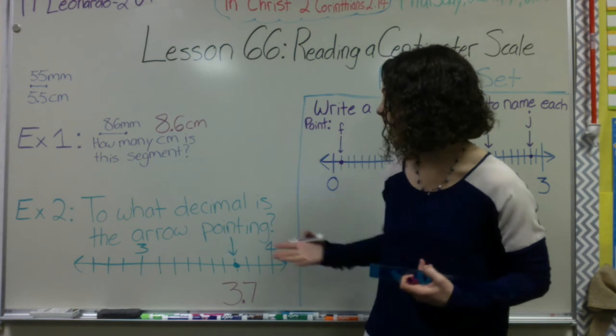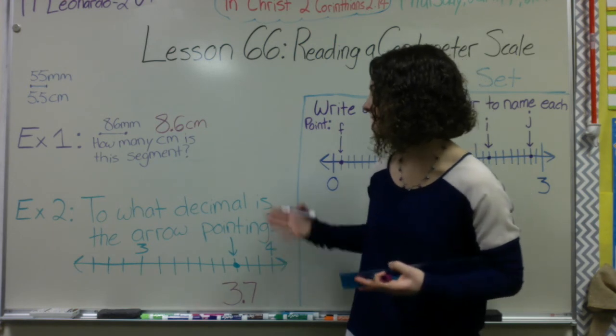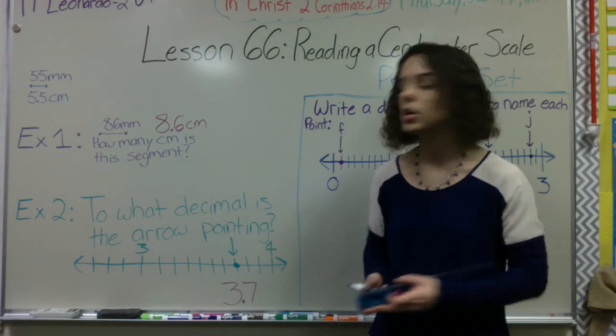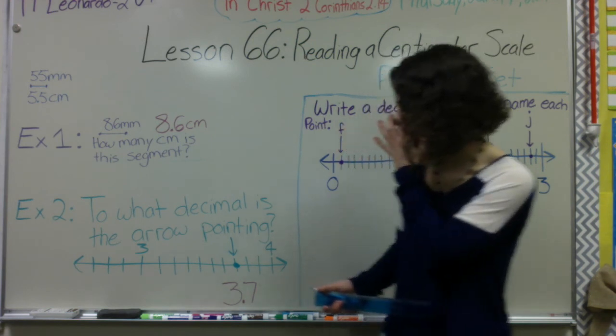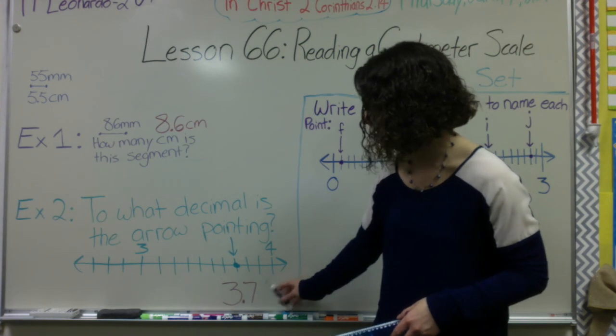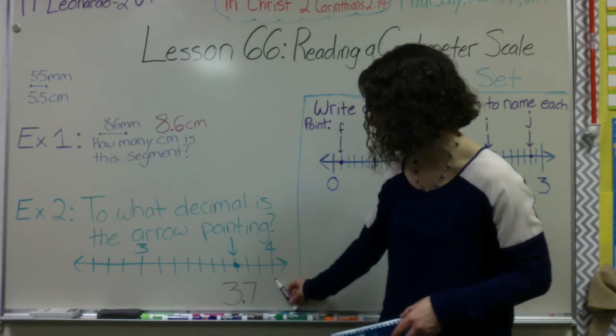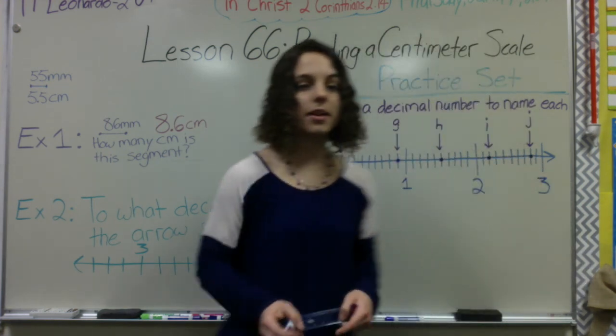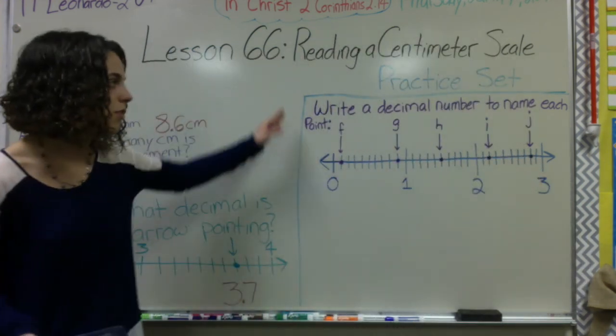Now, you can also write it as a mixed number, but it's looking for a decimal number. So what decimal point is it pointing to? It's pointing to 3 and 7/10. That means it is close to 4, and if I were to round it, it would be about 4, but it's exactly 3 and 7/10. So that example 2 should help you for the practice set.